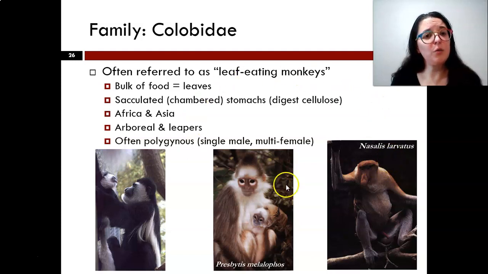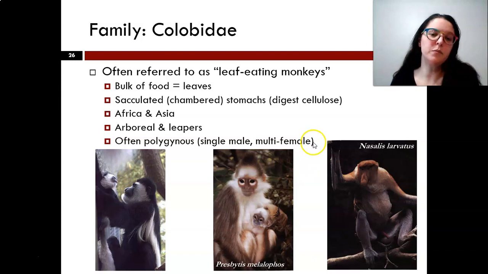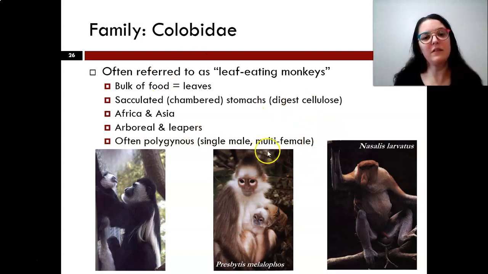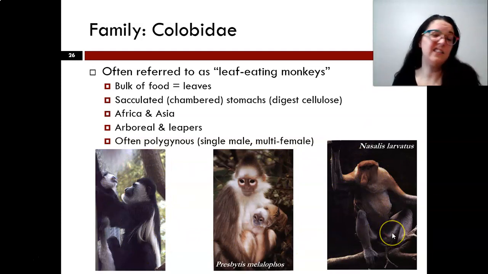The other group of Old World monkeys is the colobids, and they're often referred to as leaf-eating monkeys. That's because as a group, they're set apart from the other Old World monkeys in that they have sacculated or chambered stomachs, very similar to other mammals, including things like cows and deer, that eat predominantly leaves in their diet. Again, you can see quite a bit of variation, but a much larger body form than what we've seen in other primates. Again, distributed throughout Africa and Asia.